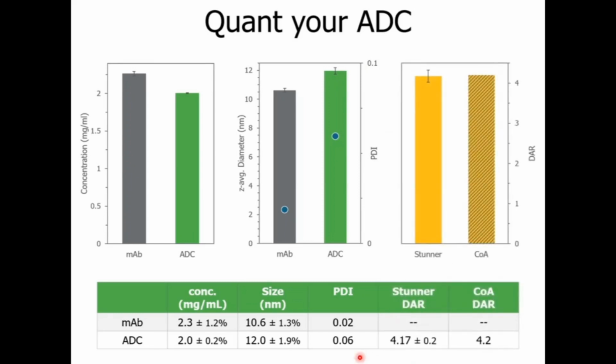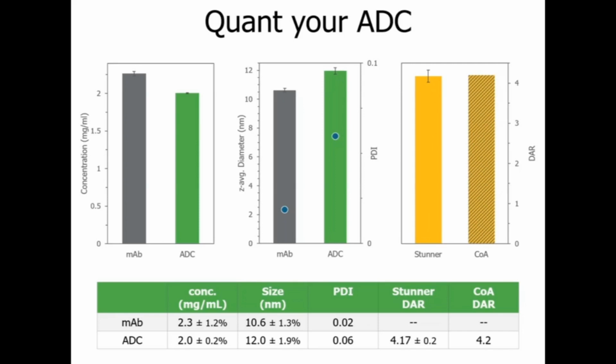When we're looking at the results of the homebrew deconvolution, the drug-antibody ratio we're determining is 4.17. This matches the certificate of analysis provided by the supplier of the ADC really well. This was based on MS and came out to be 4.2. Again, we determine 4.17. All these results are from a total of 8 measurements, and including the DLS, it took under 5 minutes to set up, to record, and to analyze this experiment.